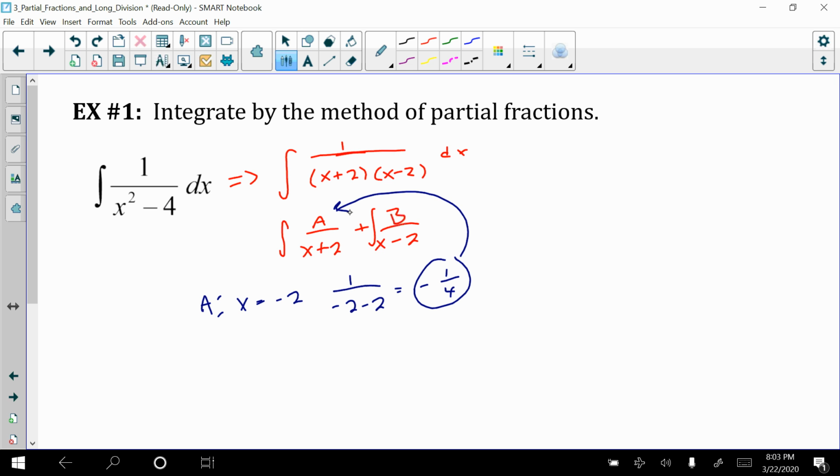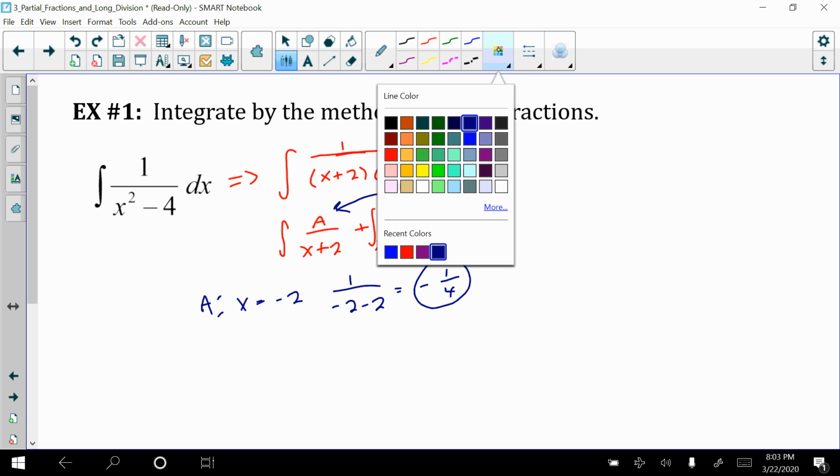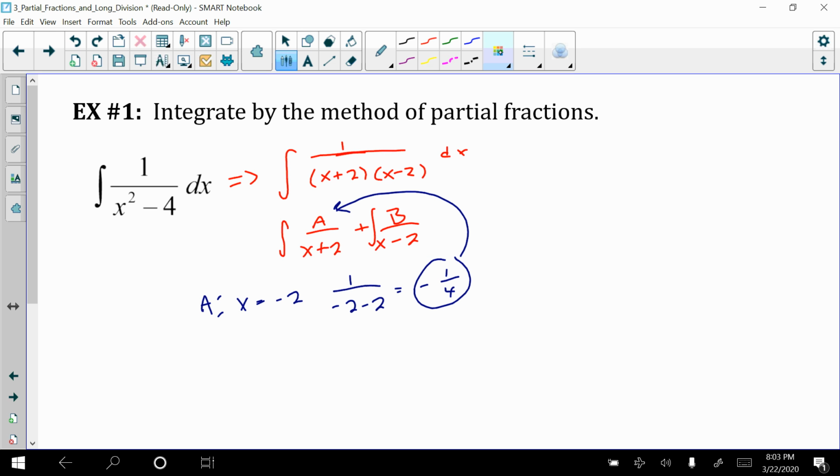Well, now let's do B. Let's find out what B is going to be. So B, repeat the same process. B's denominator, the solution of that, will be x is equal to a positive 2. So now I'm going to look at this ratio here, that expression, that fraction, to figure out what the value of B is actually going to be. Again, the numerator is just the numerator, which is a 1. And I'm going to take the positive 2 and substitute it into A's denominator. So I get 2 plus 2, which will give me 1/4. And that's the number that I'm going to substitute here for B.